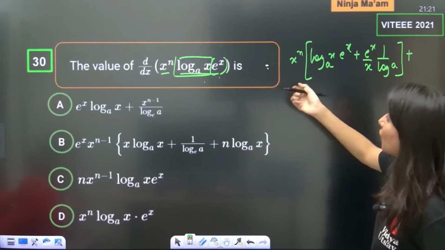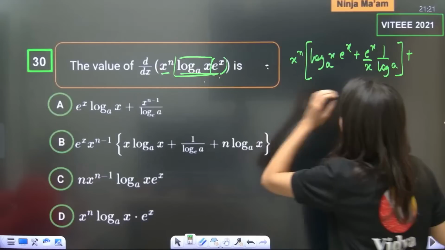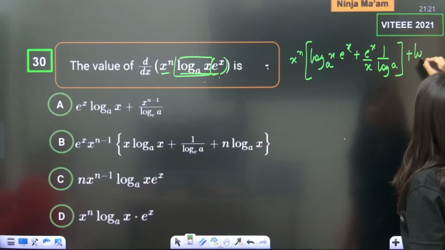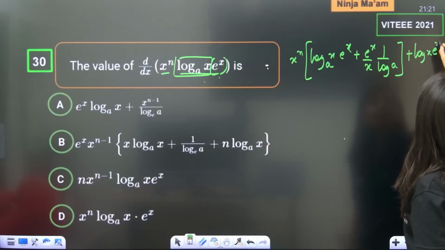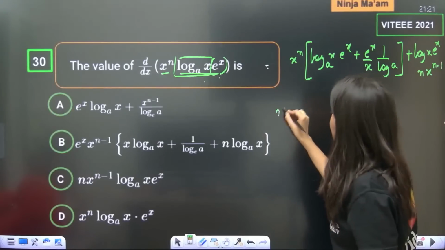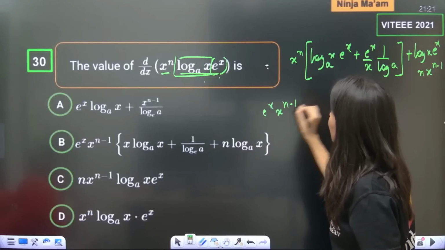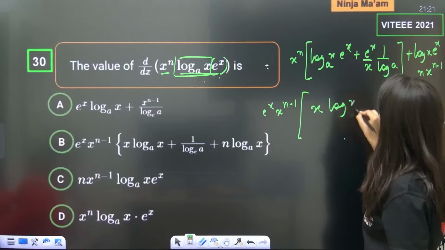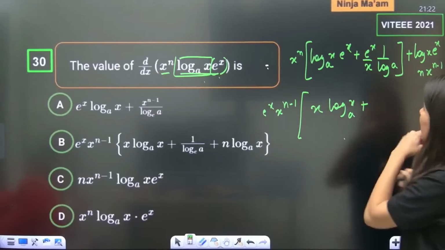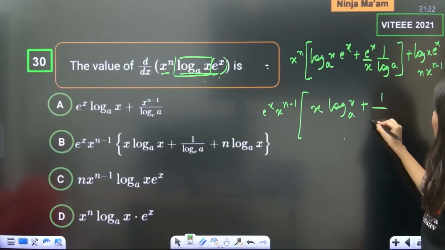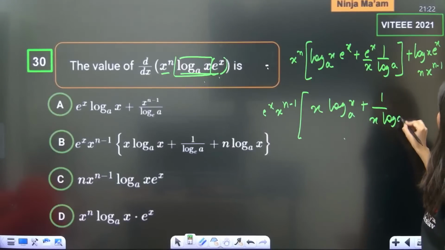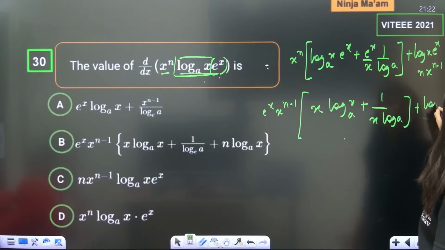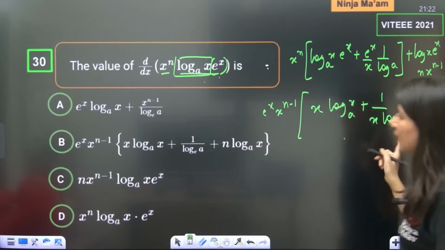Plus, this time what you're going to do is keep this constant. Okay? So, log of x, e power x constant, and n x power n minus 1. Now, we are taking x power n minus 1 along with e power x common. So, this is x log of x to the base a plus, if you take e power x out, it will be 1 upon x log of a, and from here plus this is log of x plus n into n log x. Yes, this is how it is.